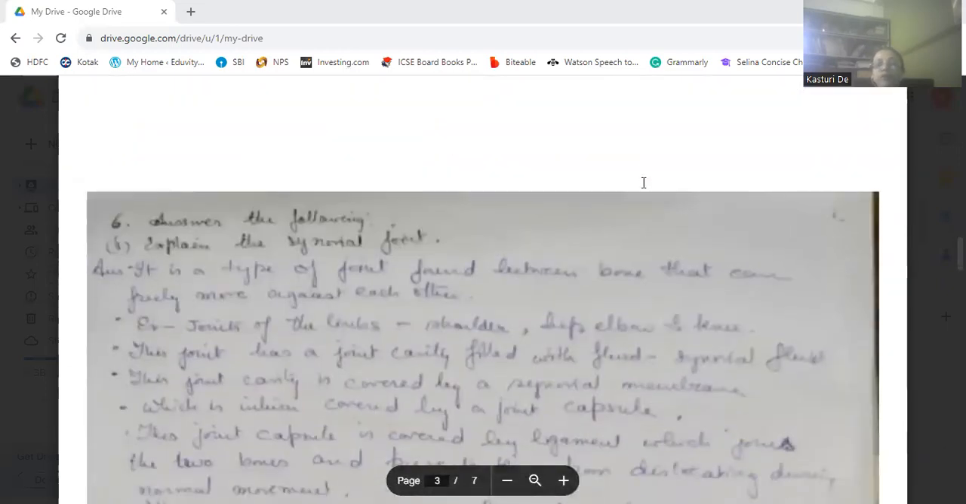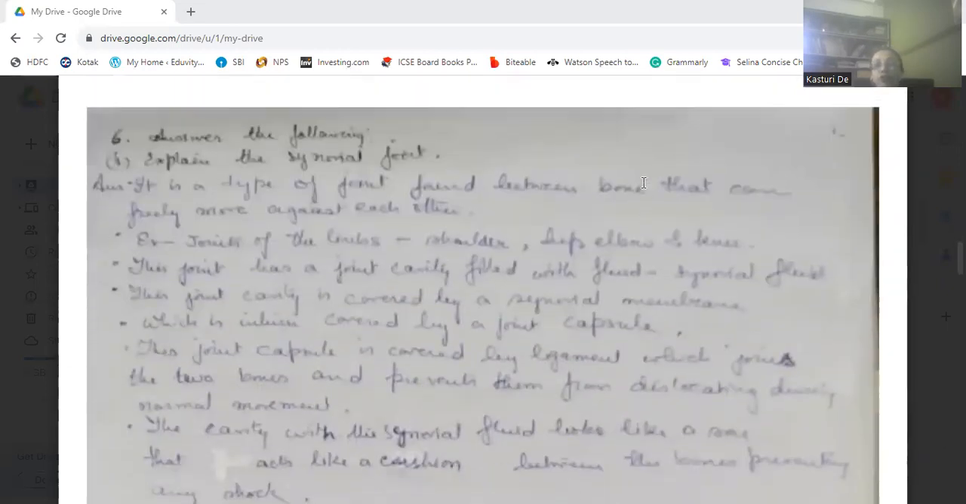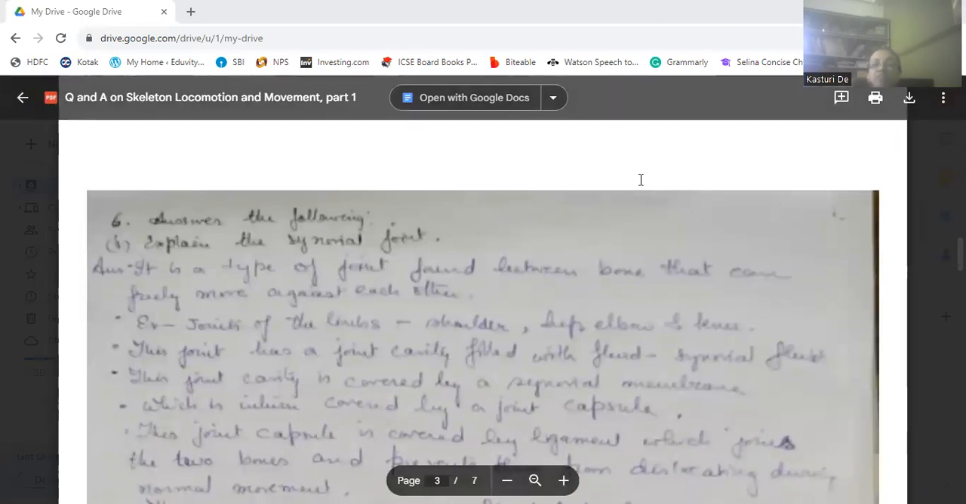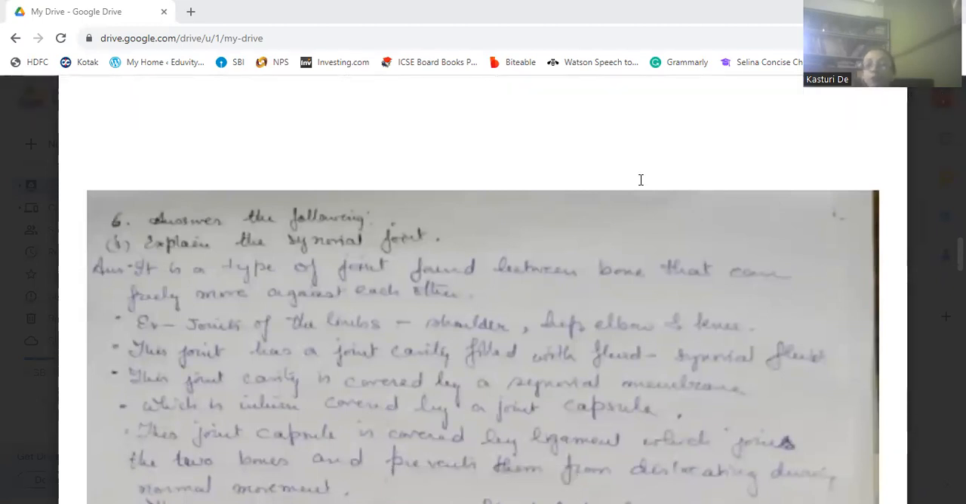Next is explain the synovial joint. It is a type of joint found between bones that can freely move against each other, for example, joints of the limbs like the shoulder, hip, elbow, or knee joints. This joint has a joint cavity which is filled with a fluid known as synovial fluid. The synovial cavity is a sac-like structure filled with synovial fluid.